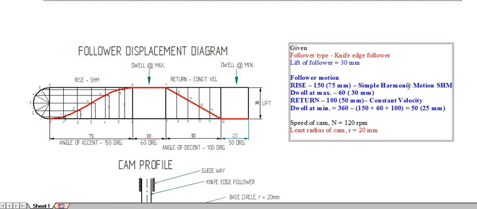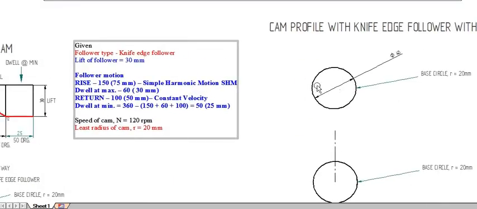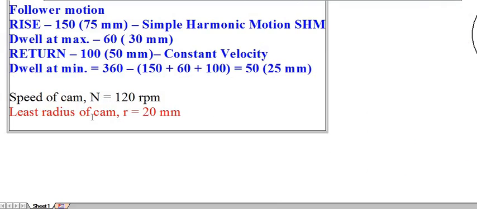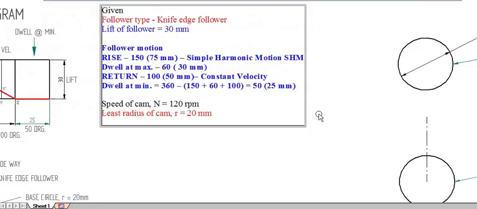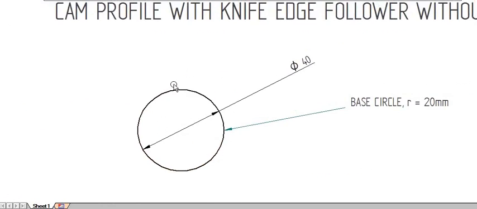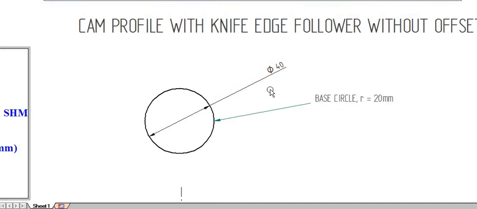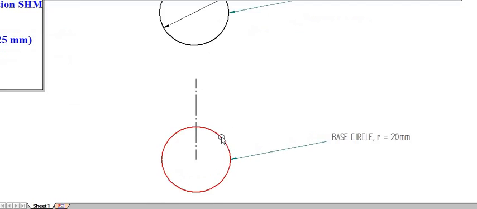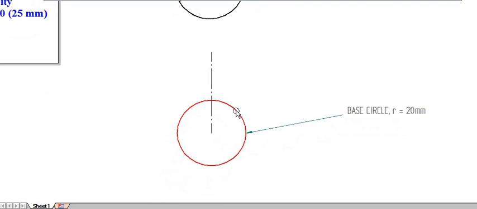Okay. Going to the cam profile. Before starting the cam profile, one more thing we need to know, that is the minimum radius of the cam or base circle radius. It is given in the question as 20 mm. So first is to draw a circle of radius 20. That means a diameter 40. Okay. After drawing the base circle, I have to construct a vertical line. I am showing it step by step. Draw a vertical line from the center in the upward direction.